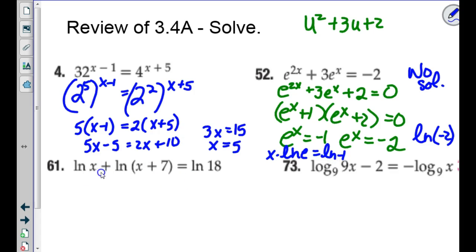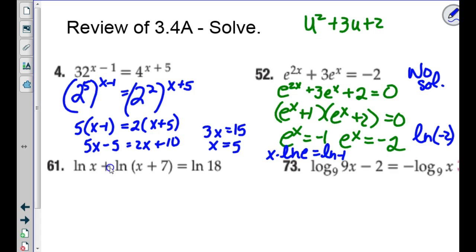All right, what happens when we have logs all over the place? Can I just cancel them all out? What do I have to do? When can I cancel them? It's a better question. Okay, but it is on both sides here. Yes, if we have 1 log equal to 1 log, then we can get rid of the log because whatever the problem is has to be equal.